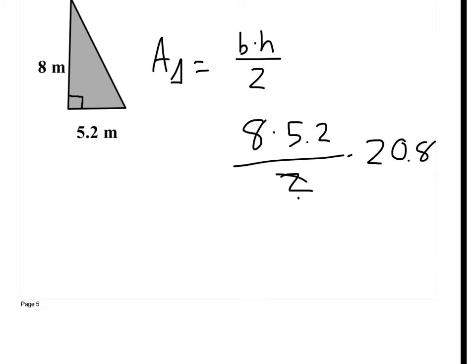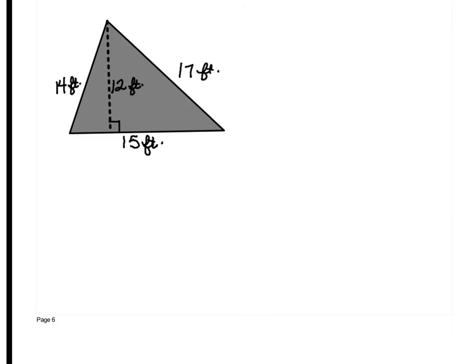Or you can do half of 8, which is 4. 4 times 5.2, guess what that gives you? 20.8. And it's a square unit, so it's meters squared. That's your answer. You're supposed to find the area of this triangle.